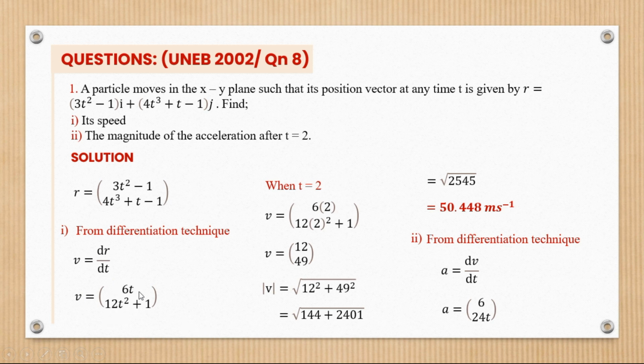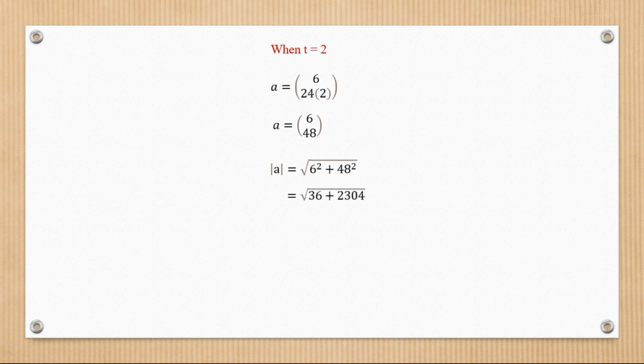When we differentiate 6t, we get 6. When we differentiate 12t squared plus 1, we'll have 24t. Because we're looking for when t was equal to 2, we substitute that in, and 24 times 2 gives me 48. So I have acceleration as the column (6, 48), of which if I find its magnitude, I'll have the square root of 6 squared plus 48 squared, which is the square root of 36 plus 2304. So I have the square root of 2340, which is 48.3735 meters per second squared. And that shall be the magnitude of the acceleration of the particle after 2 seconds.